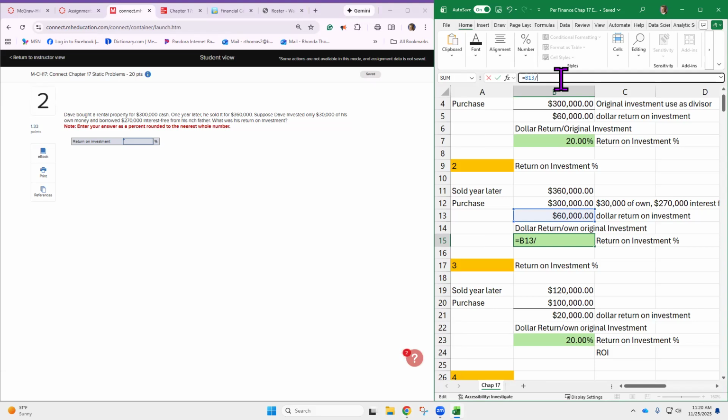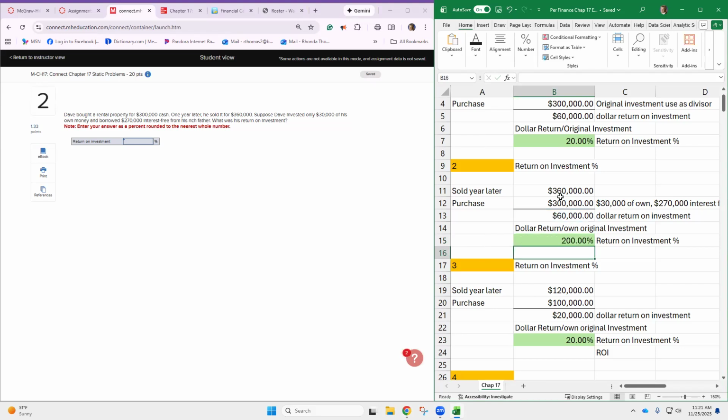So anyway, they want you to take 30,000 and divide it by the original. Oh, I'm sorry. They want you to take the $60,000 return on investment, because that is the amount that you made because you bought the property for 300,000, and divide it by 30,000. Now they just want to look at it with just his investment of 30,000, and it makes it look like the return is just huge. Okay, so there it is.